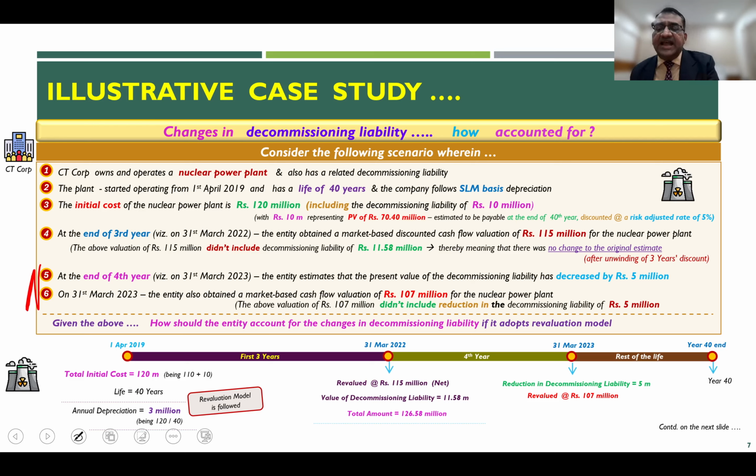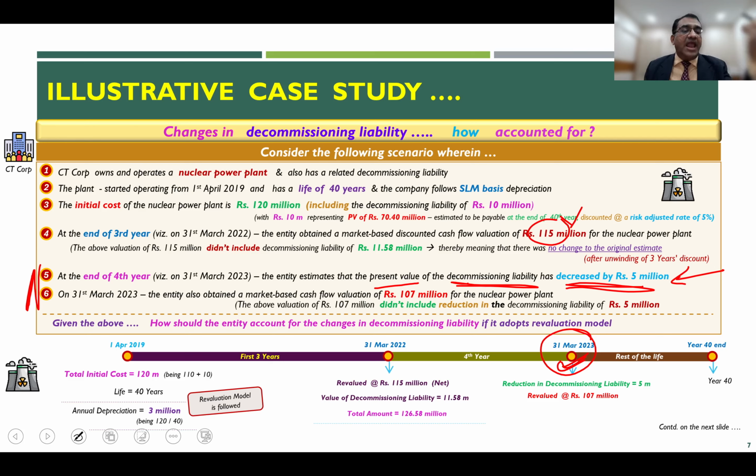It says at the end of the fourth year, one year later, as of 31st of March 2023, the entity now estimates that the present value of the decommissioning liability has decreased by 5 million. So it does not say what your liability balance is at the end of the fourth year. It says whatever your liability balance would have been, that has been reduced by 5 million.